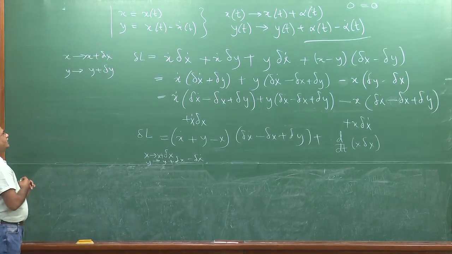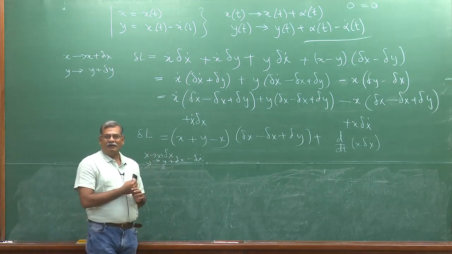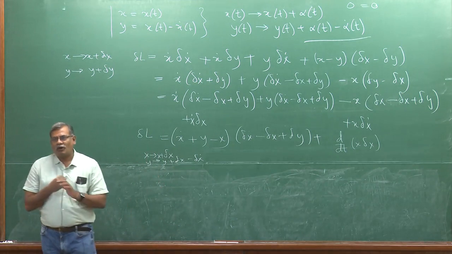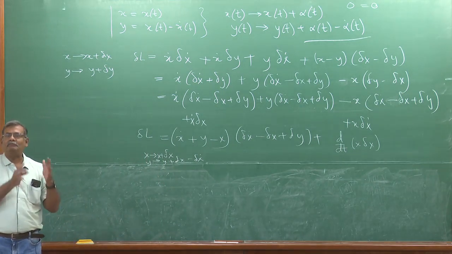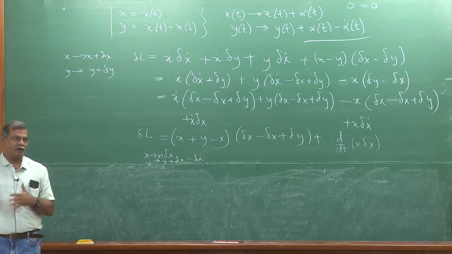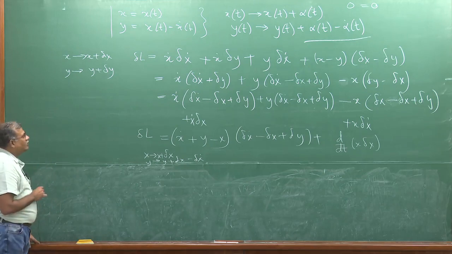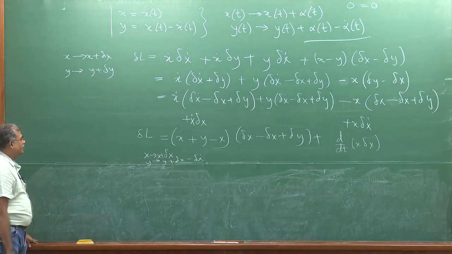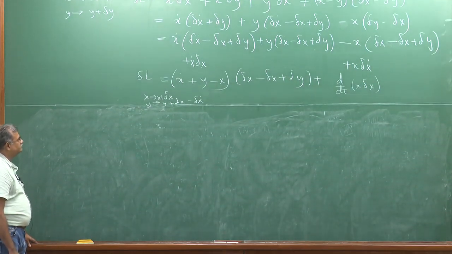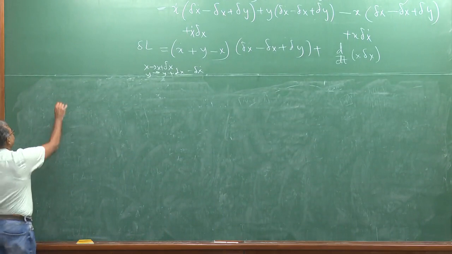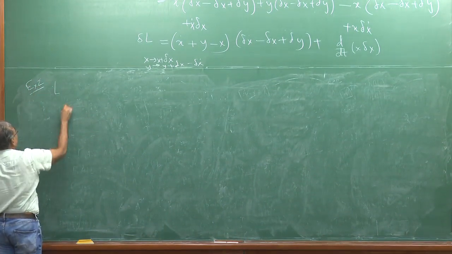Now, these features were simple enough to work out here almost by inspection. In a more complicated problem, it will not be that easy to figure them out. So there is a step-by-step standard procedure which we can follow. But before I go to the step-by-step procedure, let me show you a couple more examples so that this sort of thing is driven home a bit more. Okay, so this is example 2. Another Lagrangian.